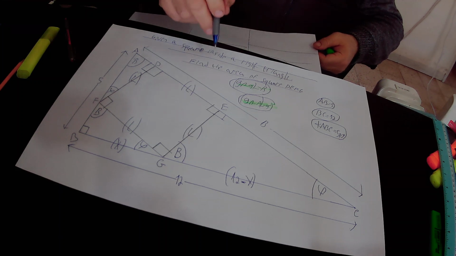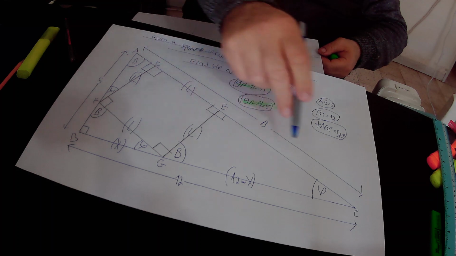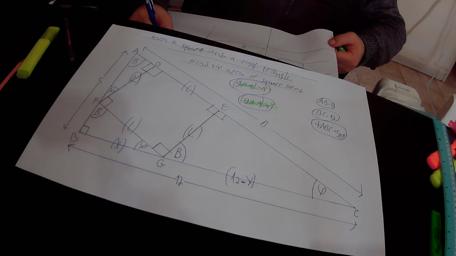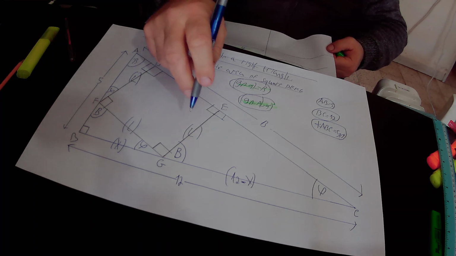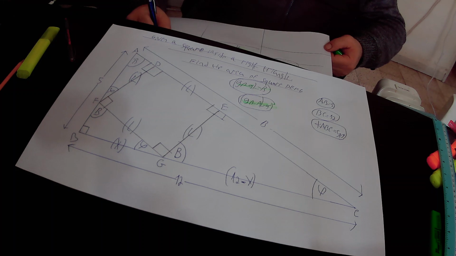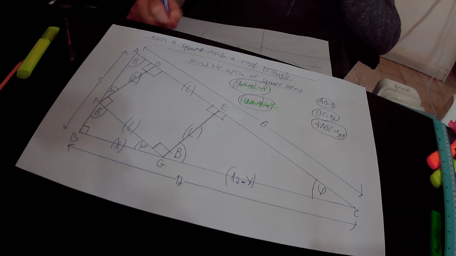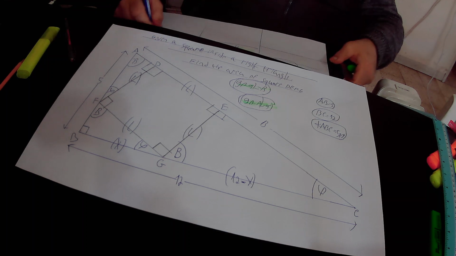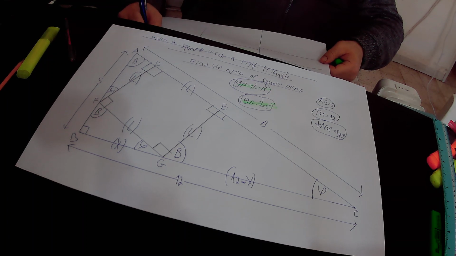We will derive that GC over GE in the right triangle GEC is equal to AC over AB in the big right triangle ABC.